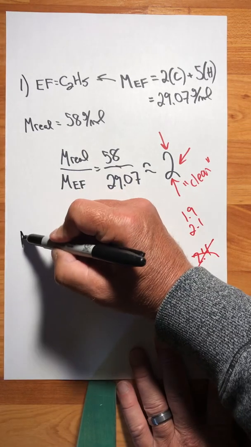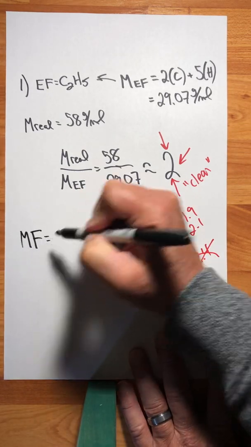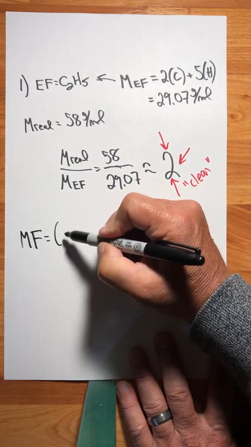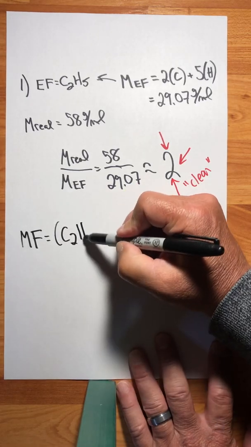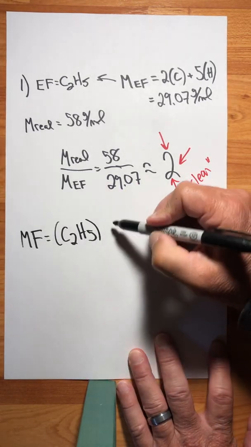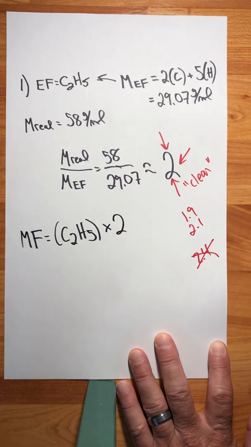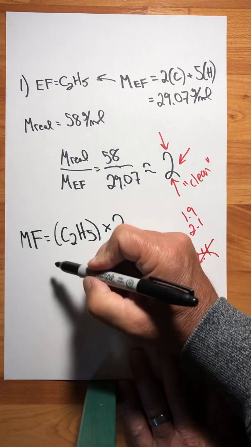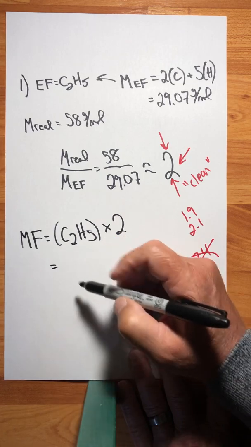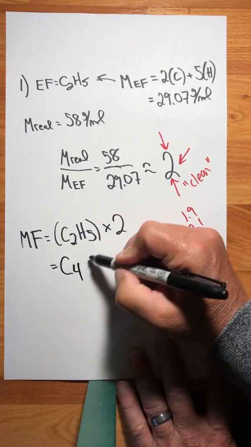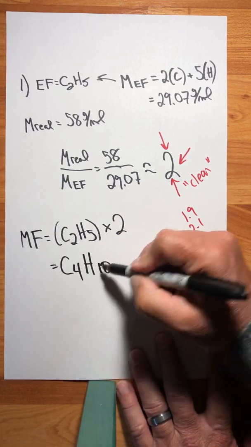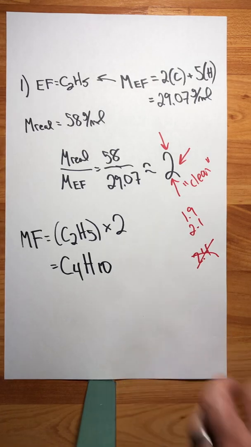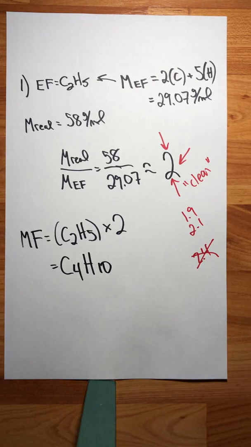So if I want to know the molecular formula, I'm going to take my empirical formula and I'm basically going to multiply those subscripts by 2. So my molecular formula will actually be C4H10. And that would be the real one. So that's how you do that one. It's very, very simple.